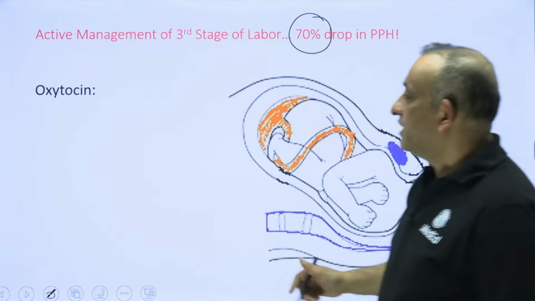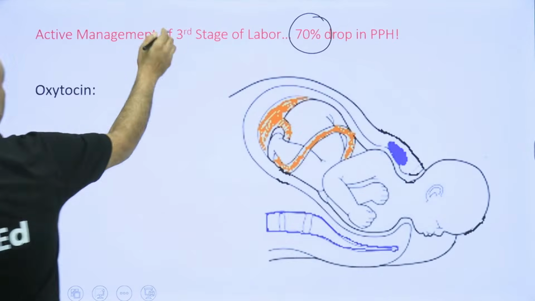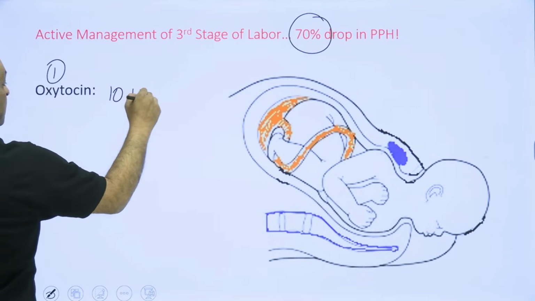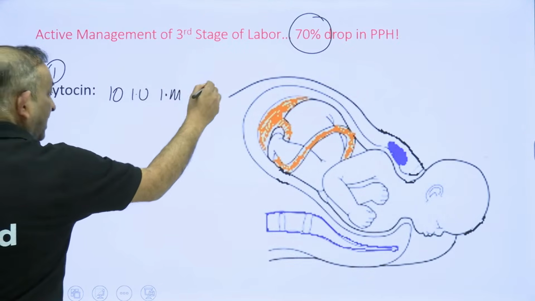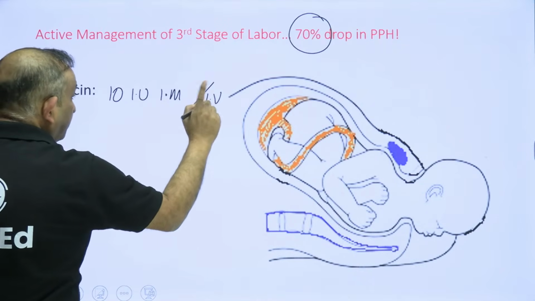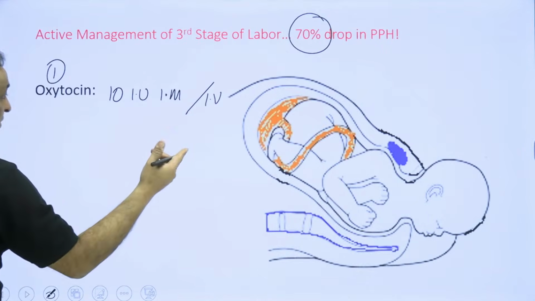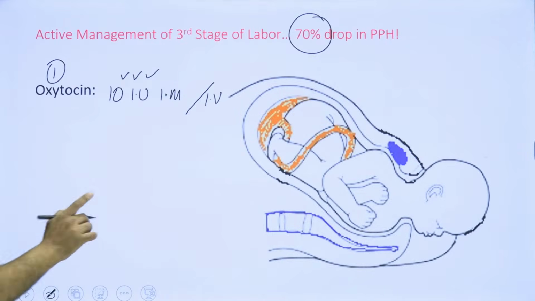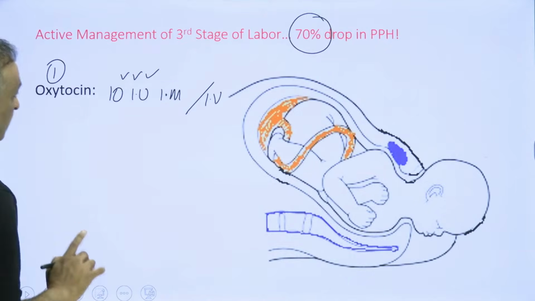So oxytocin we are giving, this is the steps of active management. Oxytocin, the first step, and you give 10 international units intramuscularly. You can give it IV also, slow IV always, okay, never like a bolus. You have to dilute and give. That's why you give it IM, undiluted you can give. Oxytocin at the delivery of the anterior shoulder. That I already told you.